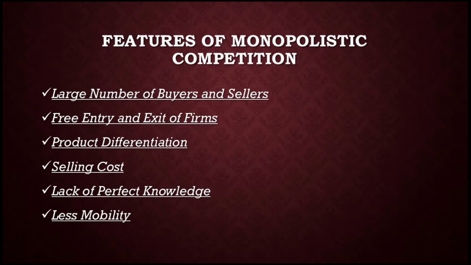And the sixth, under monopolistic competition, both the factors of production as well as the goods and services are not perfectly mobile. That's less mobility. And the last one is more elastic demand. Under monopolistic competition, the demand curve is more elastic. In order to sell more, the firms must reduce their price.